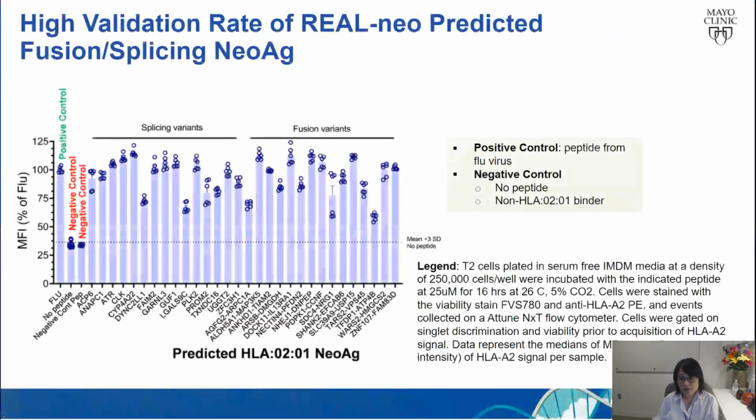I'm happy to report that RealNeo is highly accurate in predicting neoantigen HLA binding. Here I show some results of novel neoantigens from gene fusion and aberrant RNA splicing. This is the laboratory validation result. The first bar to the left is the positive control, which is a peptide from the flu virus. The next two bars are negative controls. The validation rate was 100% for neoantigens that bind to HLA A0201. Some even bound stronger than the positive control.